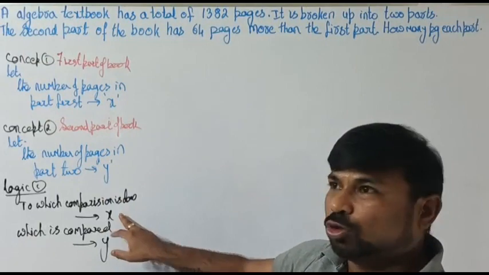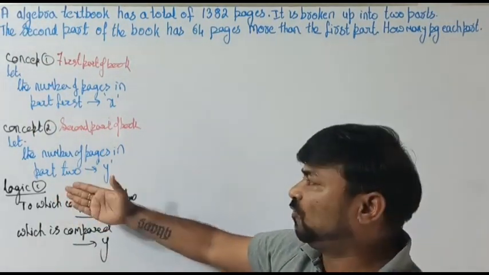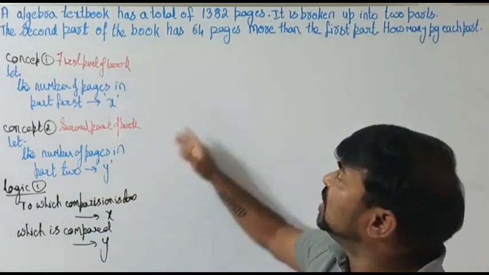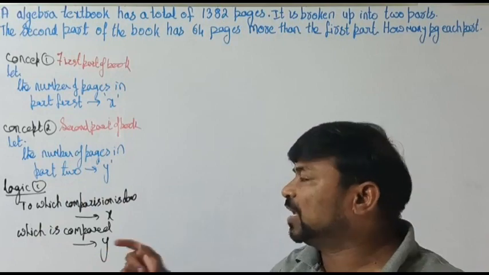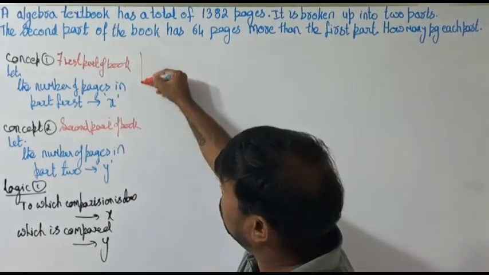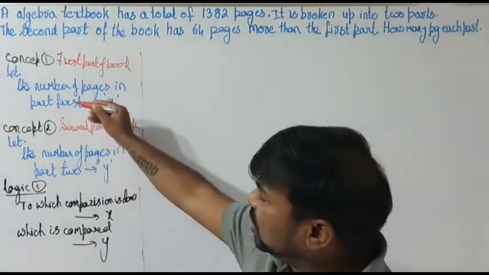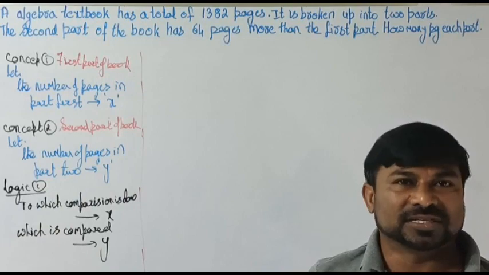Right? The first part, to which the comparison is done. The second part is compared to the first part. Therefore, the first part should be taken as X, and the second one, which is compared, should be taken as Y. That's the cool thing. Basing upon the logic, I got the relation, right? The concepts and the variables, everything is given in the Y.